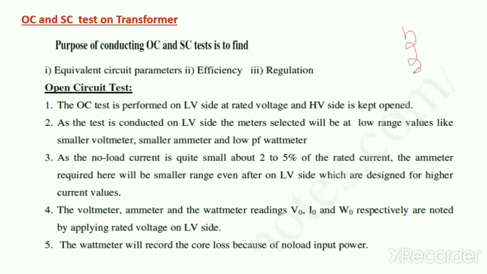Therefore all the equipment will be connected on the LV side. This is the LV side of the transformer, this is the magnetic core, and this is the HV side of the transformer. By conducting that OC test, the HV side is open circuited.